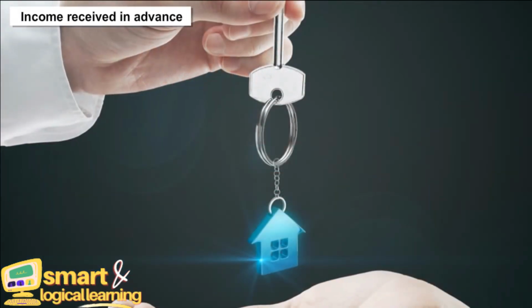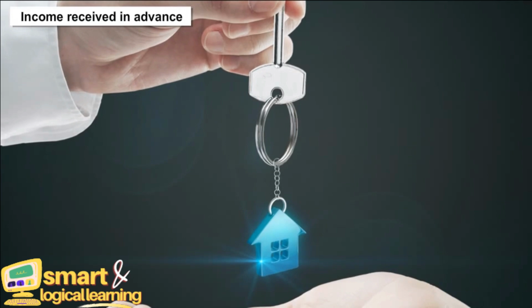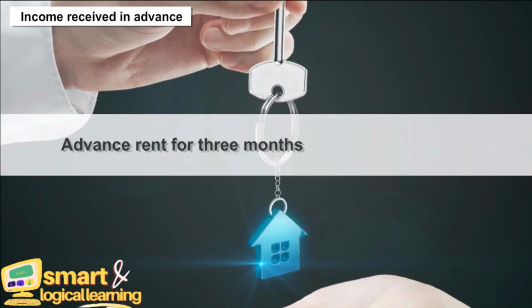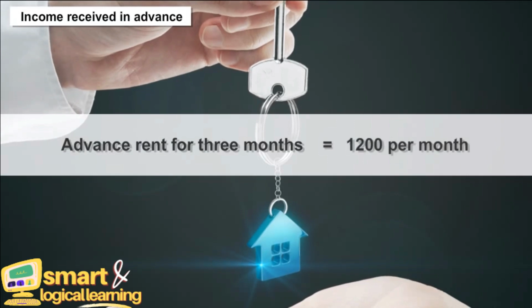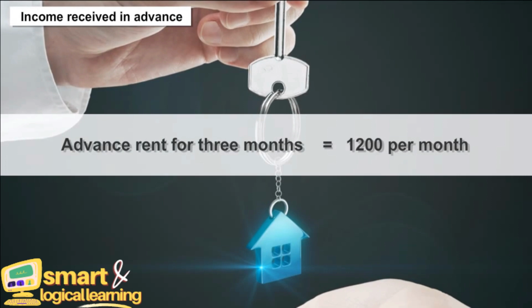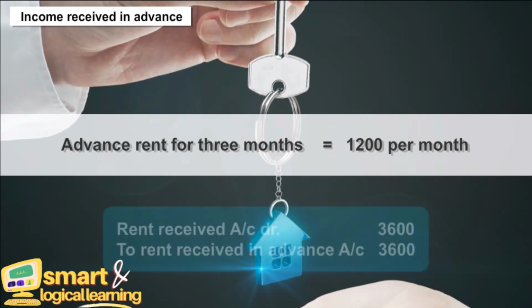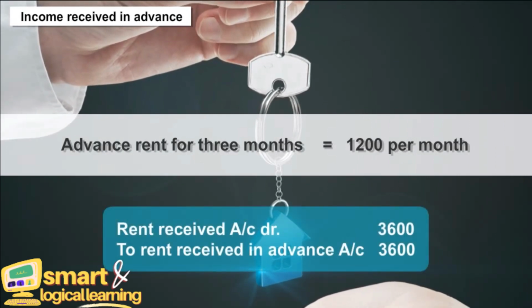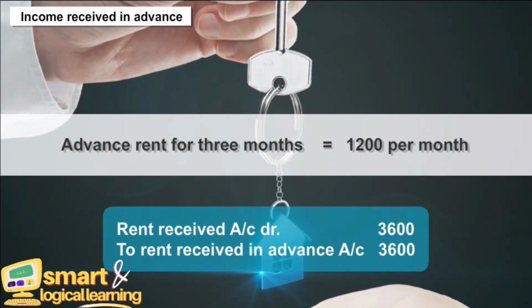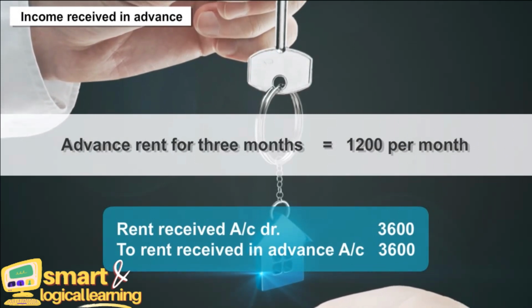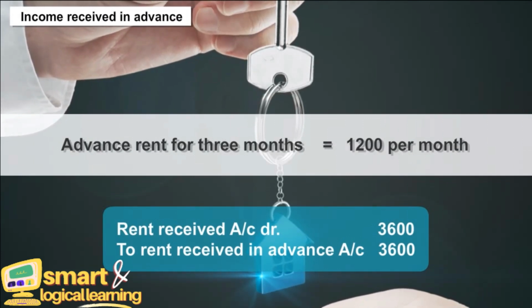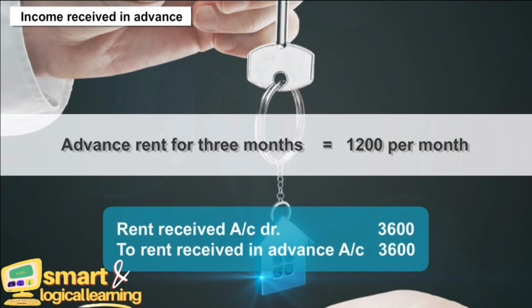Suppose in March 2017, Rohit received an advance rent for 3 months from his friend at the rate of 1,200 rupees per month. So that advance rent will be recorded like this in the journal books of accounts. Rent received account debited 3,600 to rent received in advance account 3,600, and it will be shown as a liability in the balance sheet.